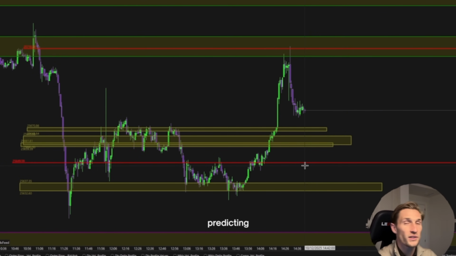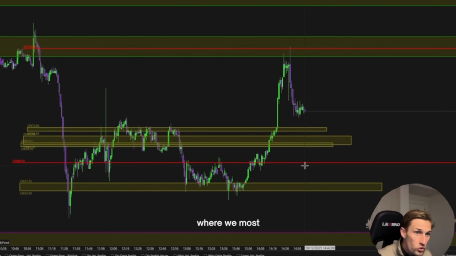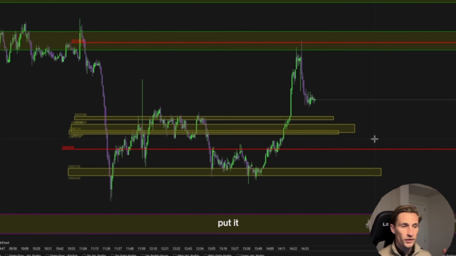So we are not predicting the market. We are just reacting to what the market is giving us. So if the market is not yet breaking out, we sit on our hands. Or if we are trading in a range, we stay in the range. But if we are breaking out, then we have from previous data levels where we most likely going to trade. So let's put it all together.